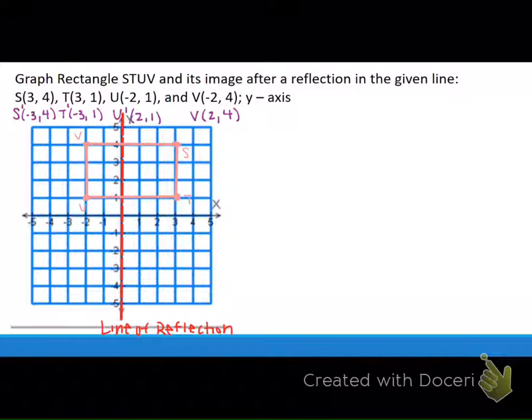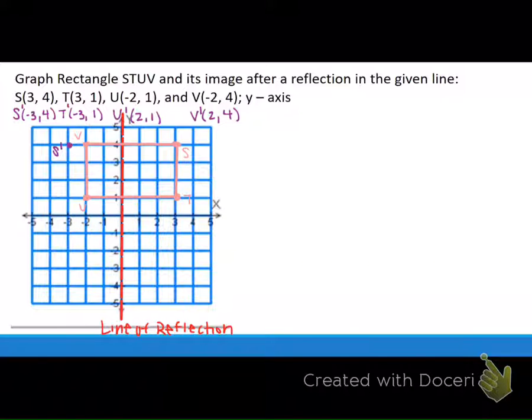So let's see if that makes sense. Do you guys see that I just kept the y values the same and just changed the signs? Let's see if that's right. So -3, 4 would be S prime. So that's 3 away and 3 away. Does that one make sense?